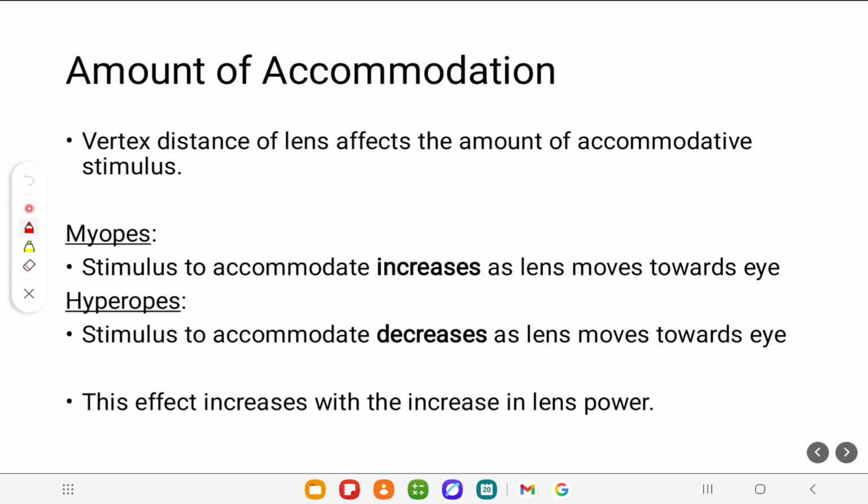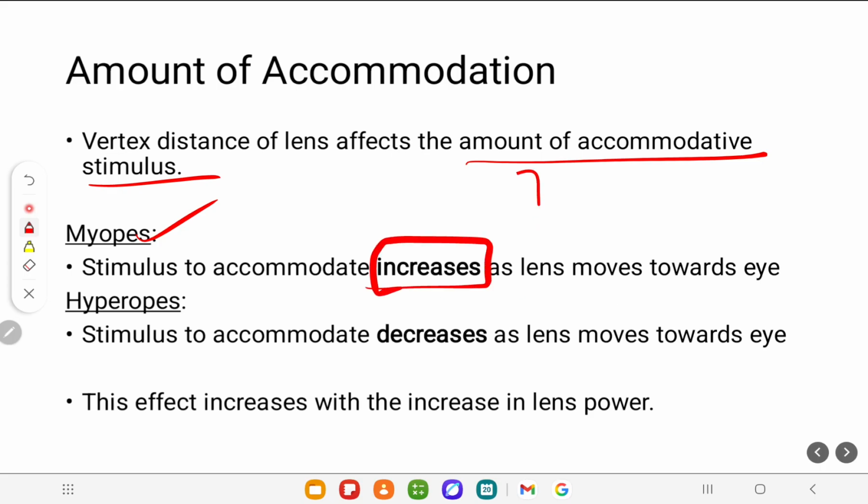So what happens whenever you switch from spectacle to contact lens, or contact lens to spectacle, to the amount of accommodation that people exert? That's very important. The vertex distance of the lens affects the amount of accommodation. That's the first thing, because whenever we switch from spectacle to contact lens, because of the vertex distance, optics, myopia stimulates the accommodation: it increases as the lens moves towards the eye.